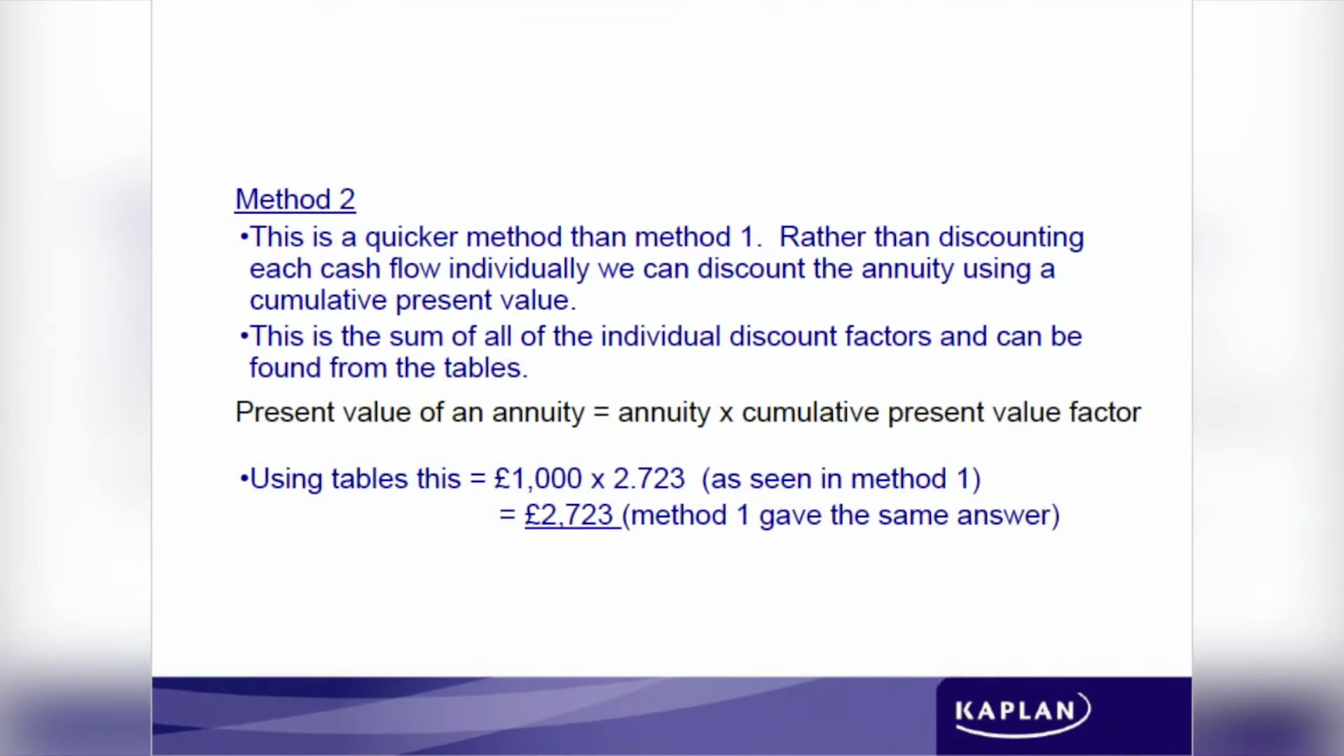Method number 2 is you'll be using what we call a cumulative present value factor. How this is calculated is you simply add all those individual discount factors for all of those years. This was for 3 years at 5%, so you add the discount factor for year 1, year 2, and year 3, and the total gives you 2.723. Then you simply multiply it by the annuity in question.